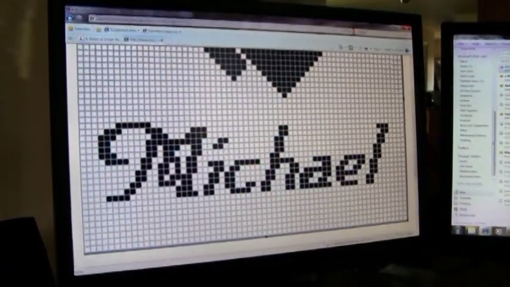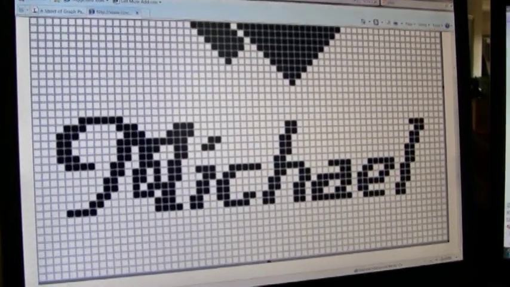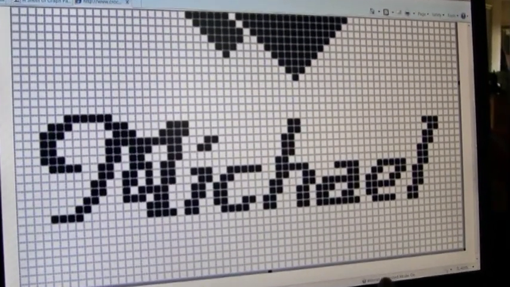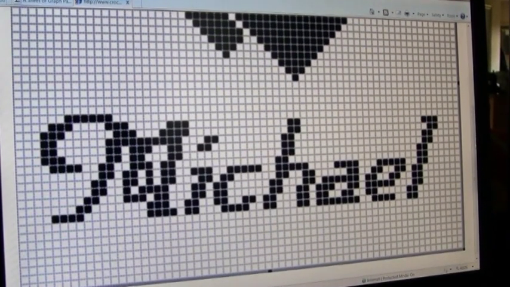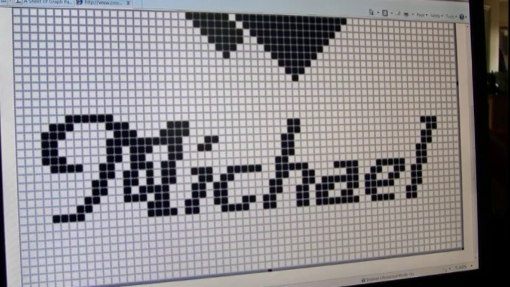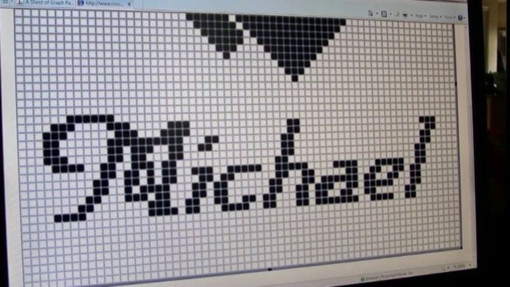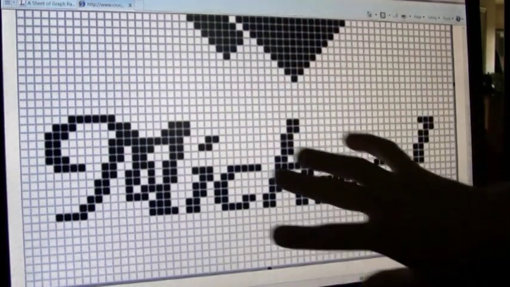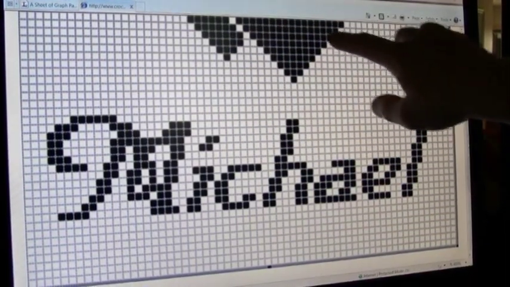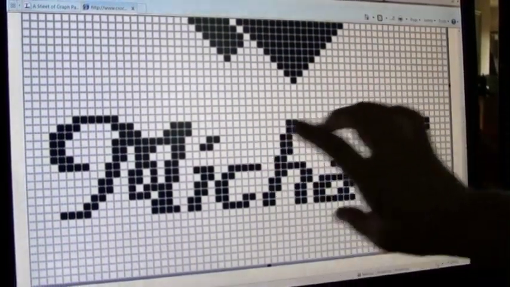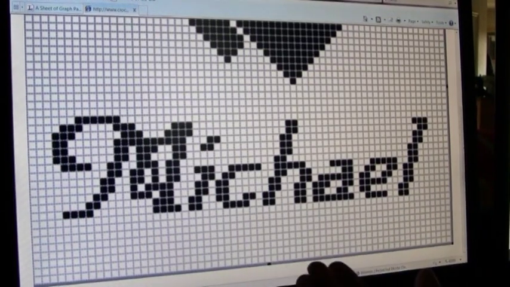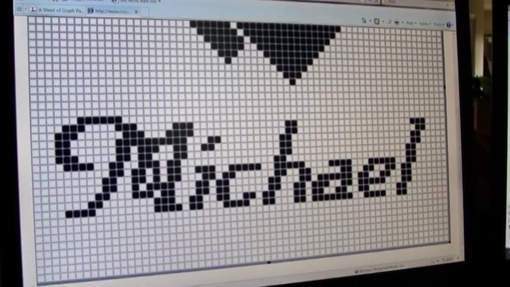What you're looking at here is a filet crochet graph, provided by Crochet Kim. She just happened to have my name as one of the lists. I didn't ask her to do this, it just happened to work out that way. In this particular example, she's providing a whole grid work for a blanket. She's provided two hearts up here, which I didn't want. I just wanted my name. She's also provided the entire alphabet if you're looking for that as well.